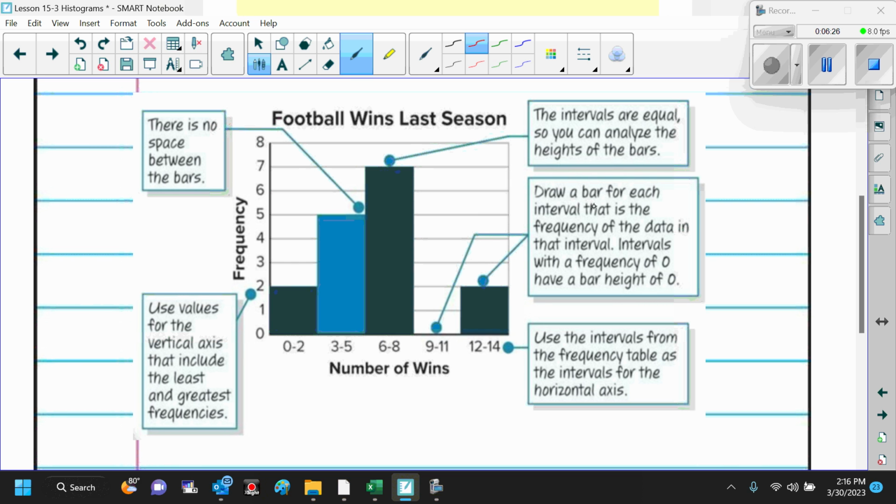Okay. We draw a bar for each of the interval that is the frequency of the data in the interval. Frequencies of 0, just like in this one, will have a height of 0, and that's what that means. And then we want to use intervals from the frequency table as the intervals for the horizontal axis.